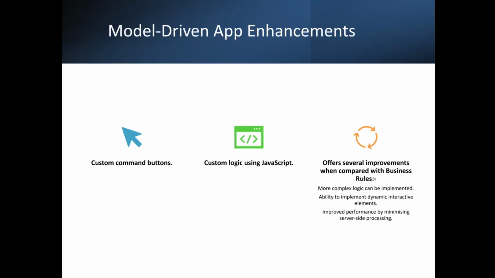Now that could be doing a whole variety of things that you can do in JavaScript. That could be going and talking to other third-party systems. It could be executing some logic. Kind of anything that you can do within JavaScript, you can have execute on click of a custom command button. You can also run custom logic using JavaScript on events that happen in a model-driven app. So events like on form load, on form save, you can write some JavaScript and that'll execute on those events.